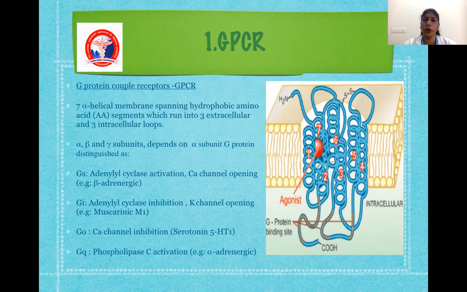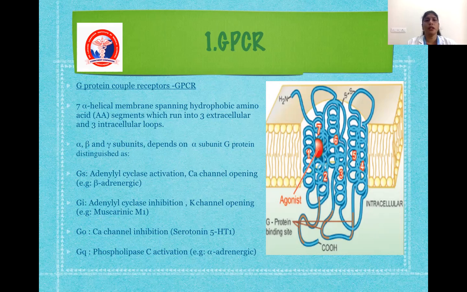According to this, GS stimulates the adenylyl cyclase enzyme and calcium channel opening. Okay, GI inhibits the adenylyl cyclase enzyme and causes potassium channel opening. GO is calcium channel inhibition, for example serotonin 5-HT1. And GQ is phospholipase activation. These are the components which act on the G protein receptors.